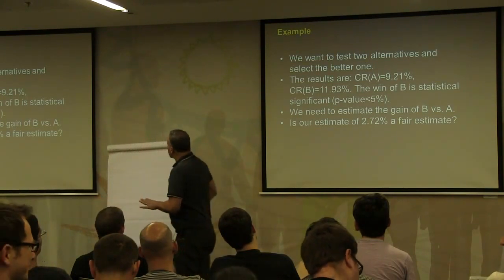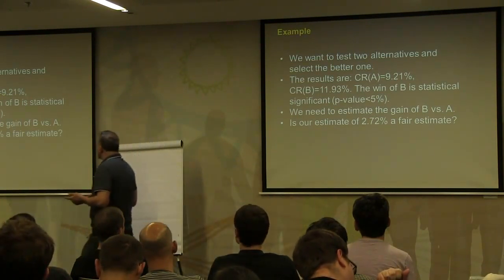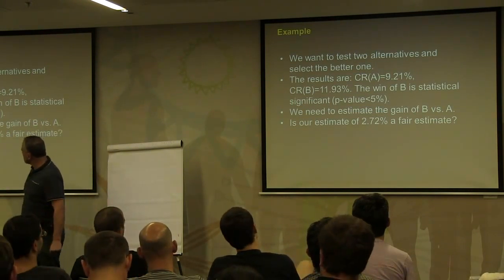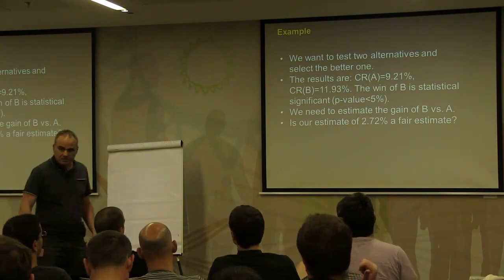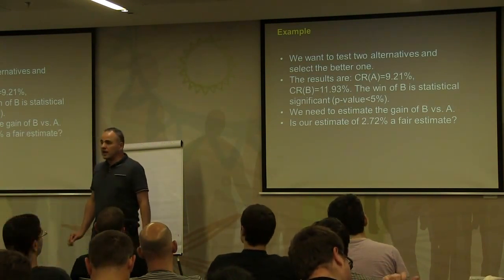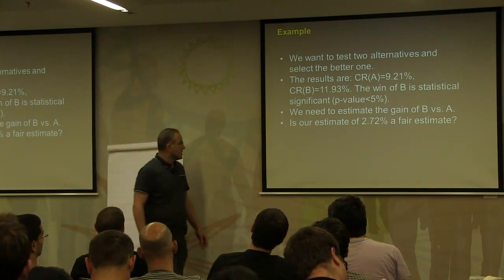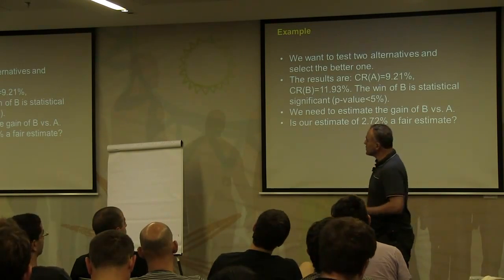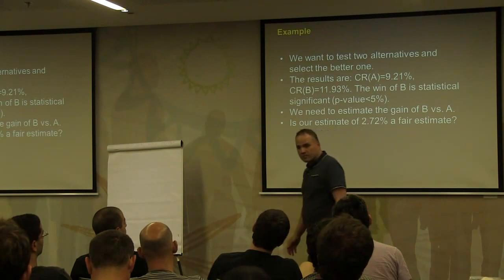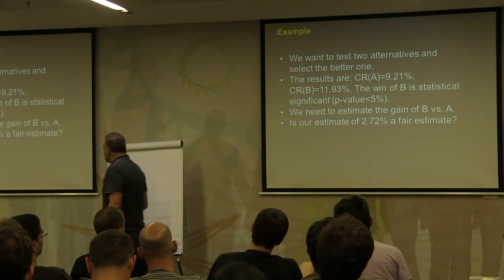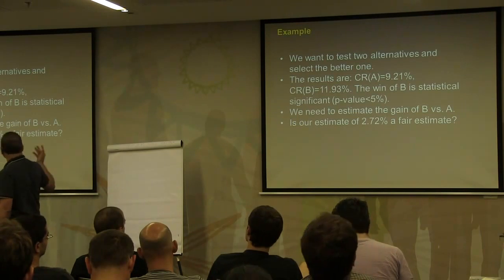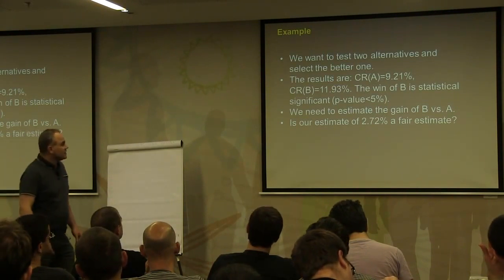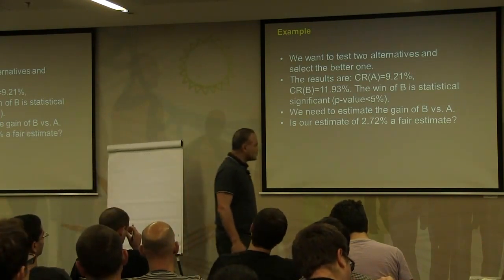So I ran my test. The conversion rate of A was 9.21. The conversion rate of B was 11.93. These were the results, and they are statistically significant. So it means that, statistically significant, B is better than A. The next question is, by what margin? What is the margin by which B is better than A? If you take 11.93 minus 9.21, you get 2.72%.